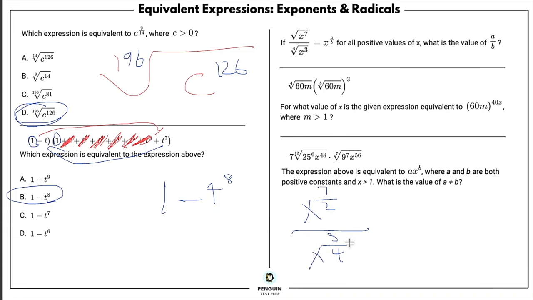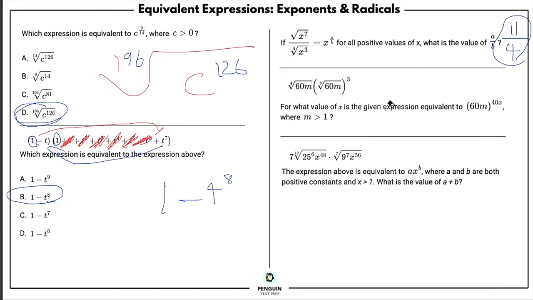And then now, if we're dividing, we're subtracting the fractions. So we would have 7 over 2 minus 3 over 4. We could use Desmos for this, but it's a pretty easy conversion from 7 over 2 to 14 over 4. 14 minus 3 is 11 over 4. And then it was x to the a over b. So if x to the 11 over 4 is x to the a over b, then a over b is 11 over 4. So our answer for this one is just 11 over 4. No Desmos really needed for that.